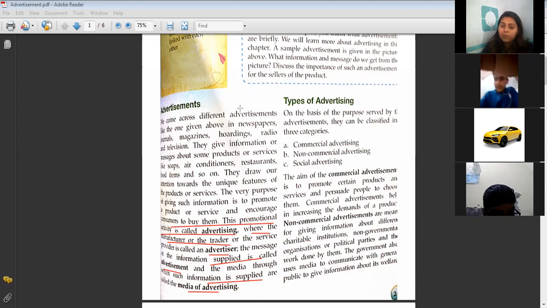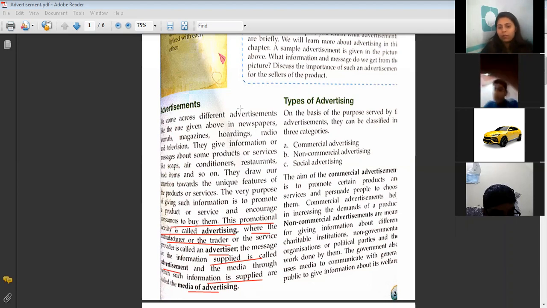See, on the basis of the purpose served by the advertisements, they are classified into three categories: commercial advertising, non-commercial advertising, and social advertising. Now, in commercial advertising, the main aim of the advertiser is to induce the customer to buy the product which they are advertising, right? So all sorts of advertisements, from Kinder Joy to shampoos, soaps, bikes, cars, houses, are part of commercial advertisement in which the consumer is buying something, right?